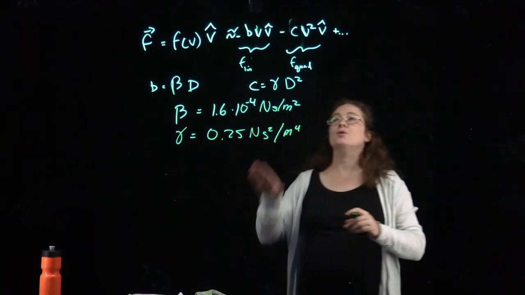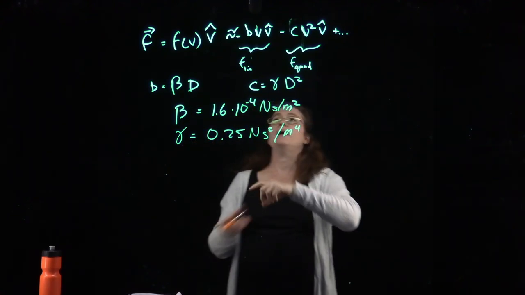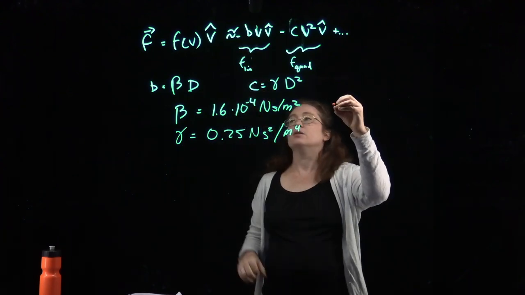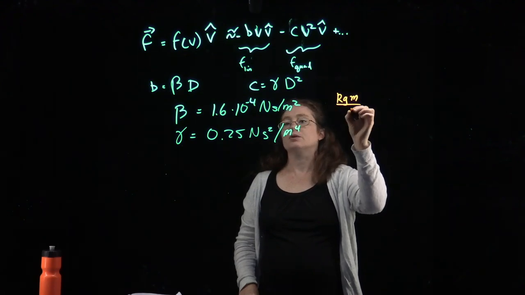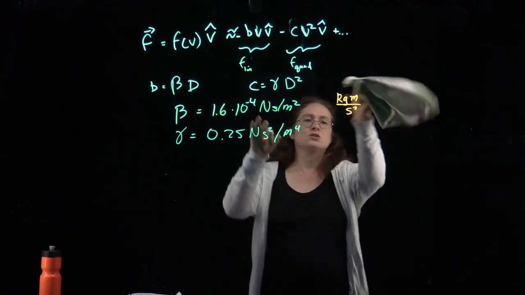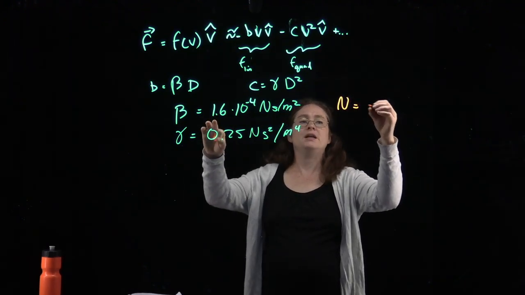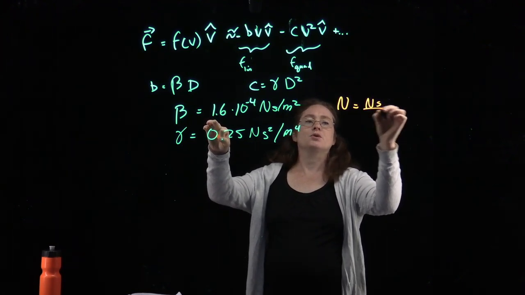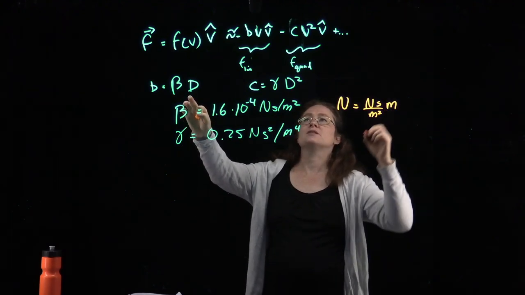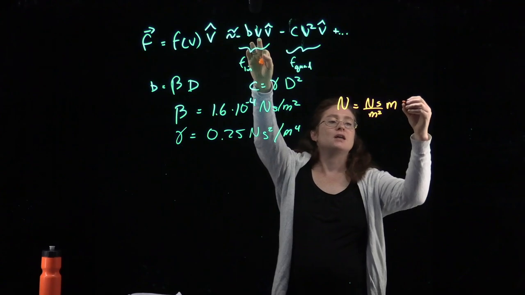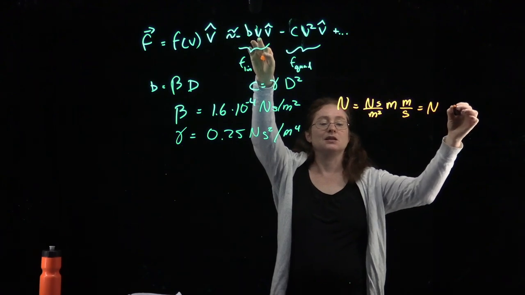Okay, so if we check units for beta, we need to get newtons on both sides, so kilogram meters per second squared. This side has newtons, so I'm just going to leave it as newtons, which have to equal beta, newton seconds per meter squared, times d. D has SI units of meters, times velocity in meters per second, and you can see indeed that this is equal to newtons.